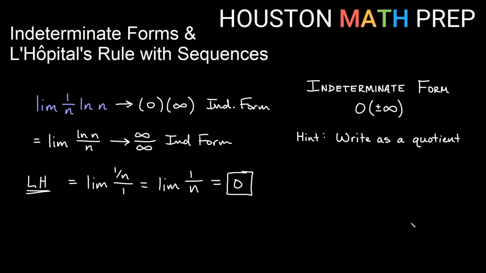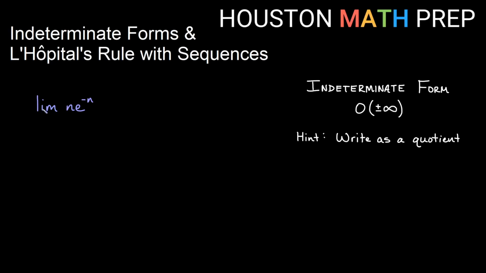Looking at another one, we have the limit of n times e to the negative n. If we try to think about what's happening here for the n part, obviously that's going to get infinitely large as we plug in bigger and bigger things for n. As the term numbers get big here, e to the negative n, we'd get e to some really, really negative value. If you're not sure, you could think of this part as 1 over e to the n.